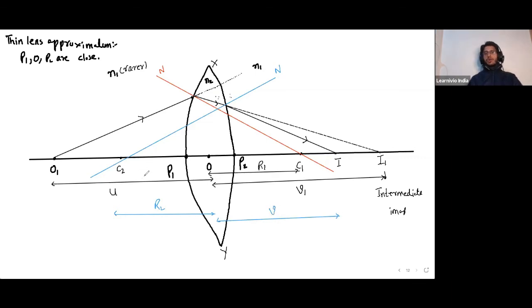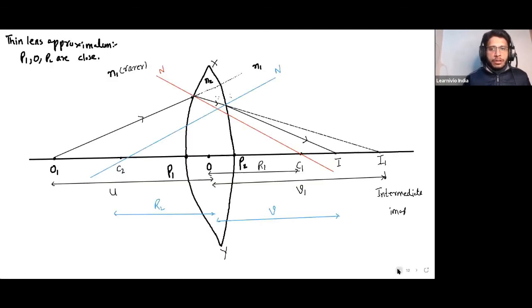I'm repeating again, although I should have taken this R2 distance from the pole, but it's a thin lens, so P1, O, P2 are all very close. So whether I take it from O or from P2, that's the same thing. So I'm taking all distances from O. Just make this ray diagram. These two are normals, this red line and this blue line.